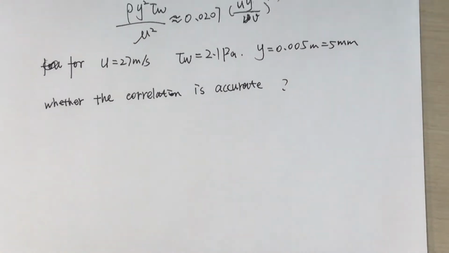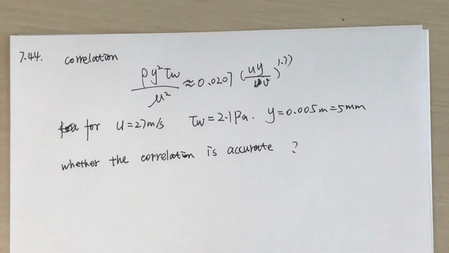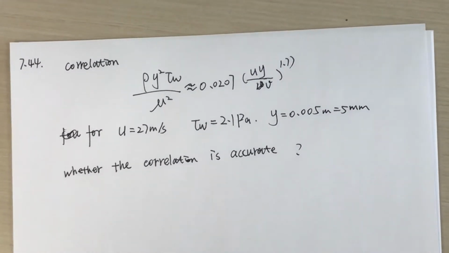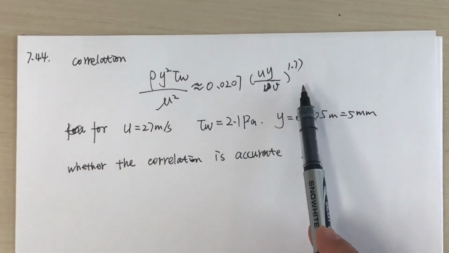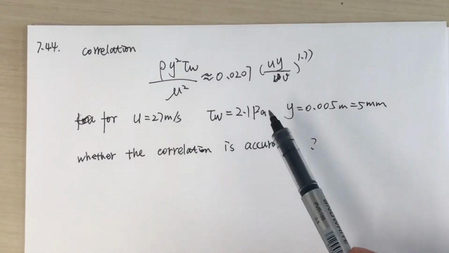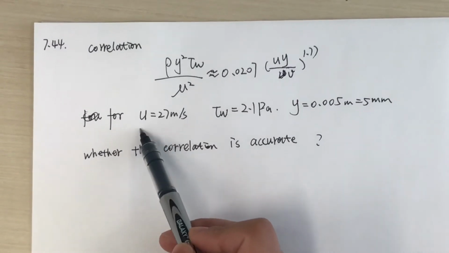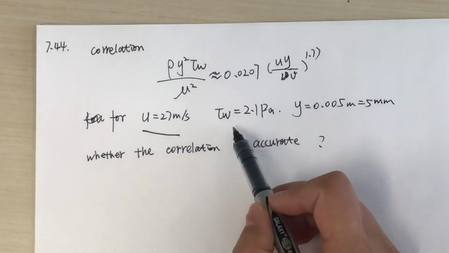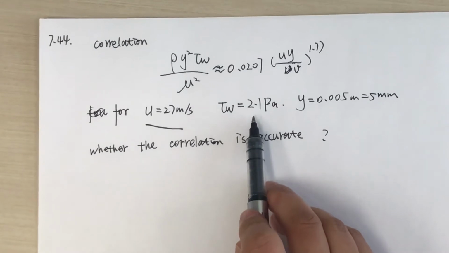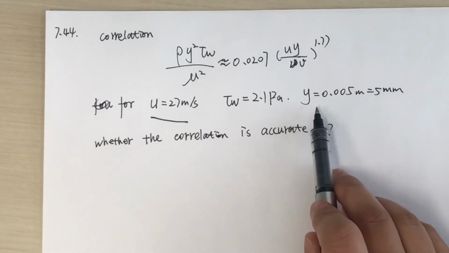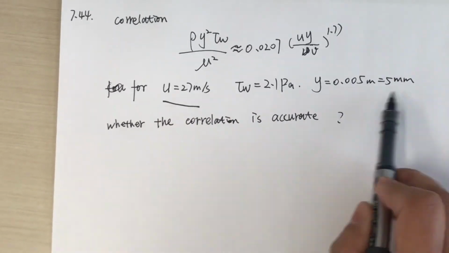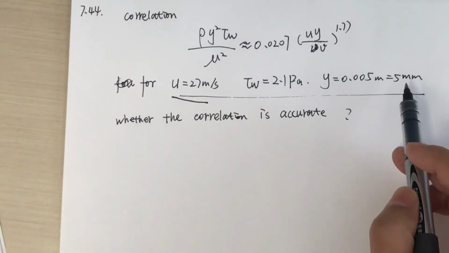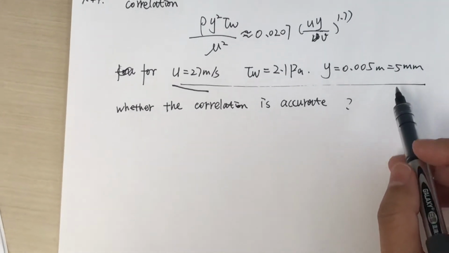Then we can go to the next question, 7.44. This question is very easy. It asks whether this correlation is correct, for the case where the velocity is 27, the shear stress is 2.1, and y is 5 millimeter. You can get this given information from question 7.43.